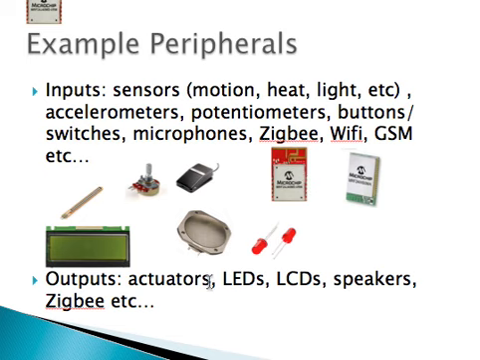If you look at the outputs of an embedded system, you can have actuators, which are motors and so on. You've got LEDs, light emitting diodes, liquid crystal displays (LCDs), speakers and Zigbees. So these are examples of peripherals that you can have.